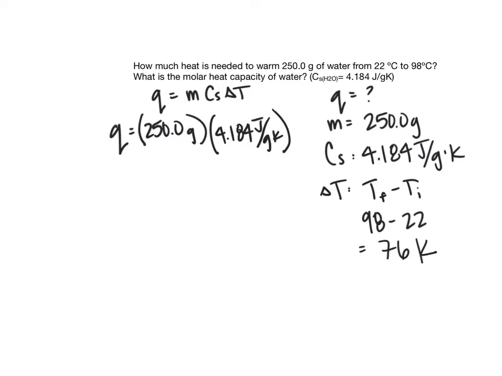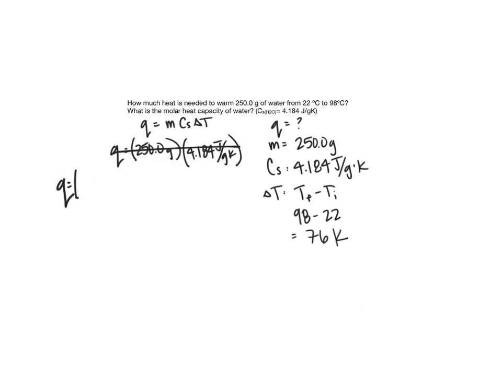You know what? We'll just rewrite this. Since I ran out of space, Q equals 250.0 grams multiplied by 4.184 joules per gram Kelvin. Yikes, still so small. 76 Kelvin.